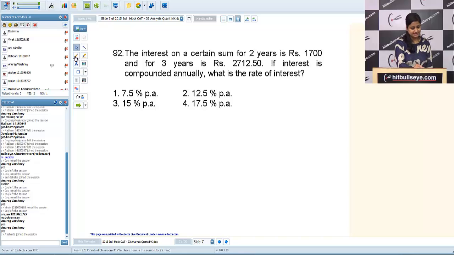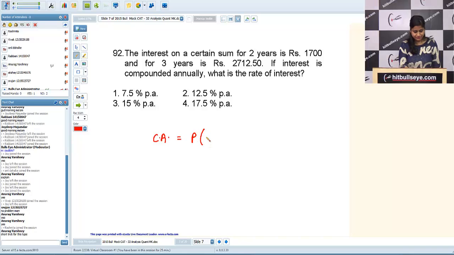Yeah, question number 92. Any problem? Yes, guys, any problem in this question? That is a question based on formula. How can you calculate compound interest? We have the compound amount formula. It says P. Anurag, I don't have any trick for this.